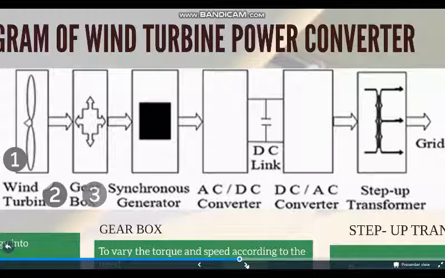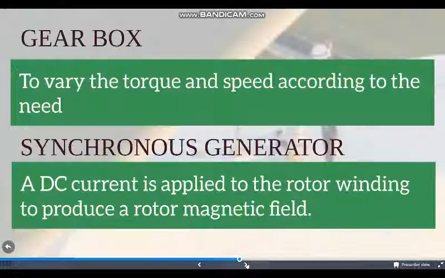And then we have synchronous generator. Synchronous generator, the DC current is applied to the rotor winding, producing a rotor magnetic field. The rotor is then turned by external means, producing a rotating magnetic field, which induces a three-phase voltage within the stator winding.